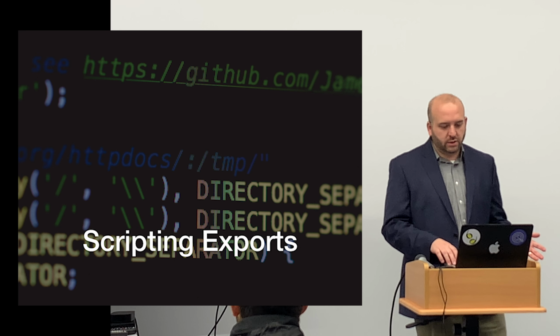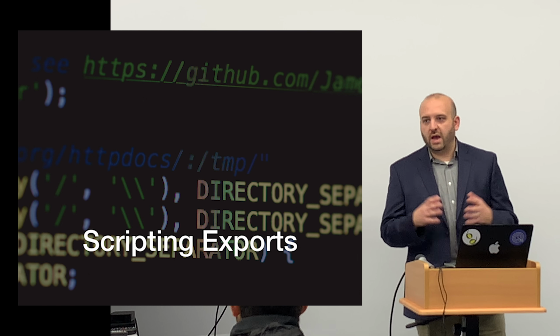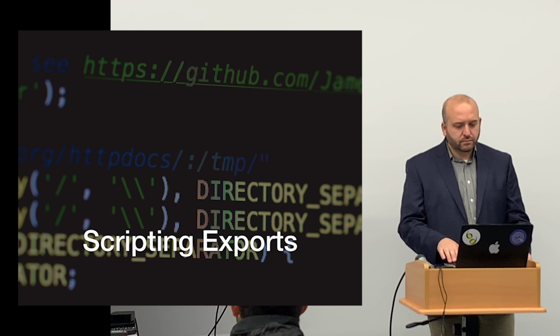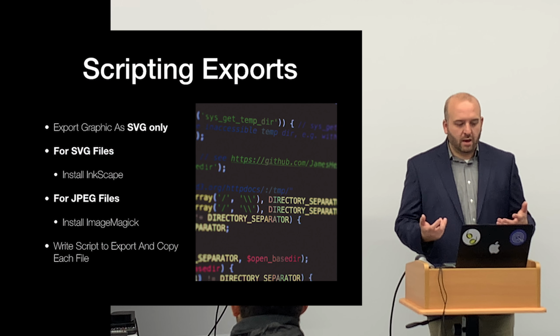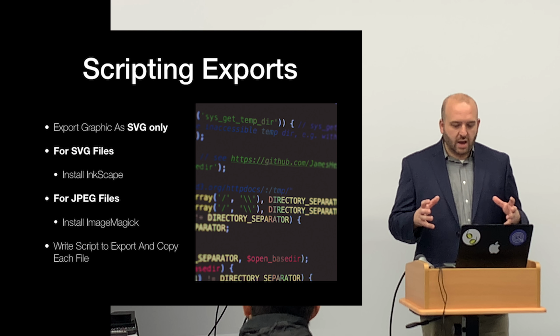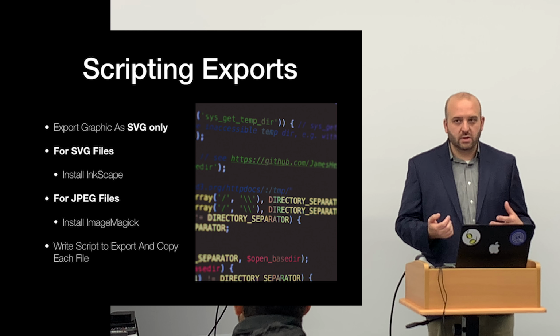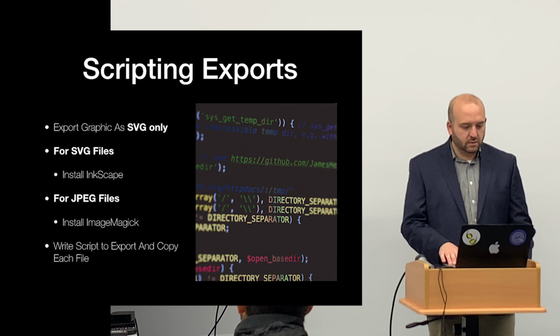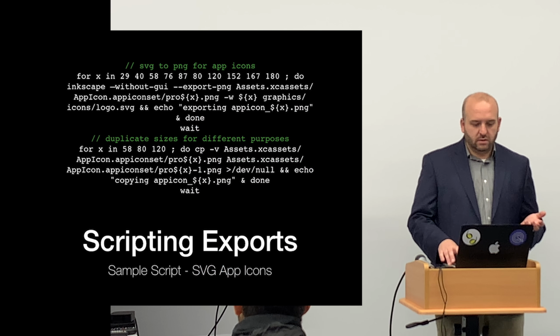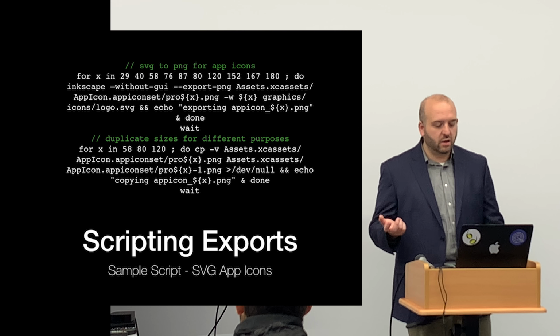So what I wanted to do is actually take something like an SVG file, which can be scaled without losing data, and take that and then use something like Inkscape to export those sizes, and then, for instance, for JPEG files, use something like ImageMagick to then resize those images. So I wrote a script. Here's a couple lines of code for exporting app icons using SVG.